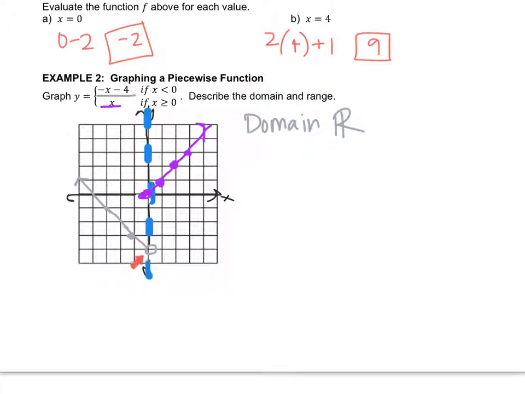So the y values have to be greater than this point right here because everything underneath this point doesn't exist on the graph. So that point right there is -4. And I'm actually not allowed to be equal to -4 because of the open circle. So the range is actually y has to be greater than -4. It's not even allowed to be equal to -4 because of that open circle.